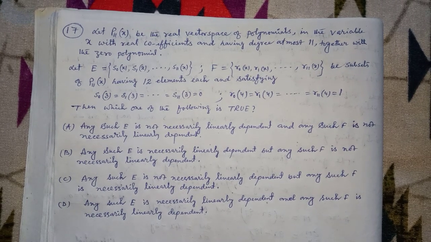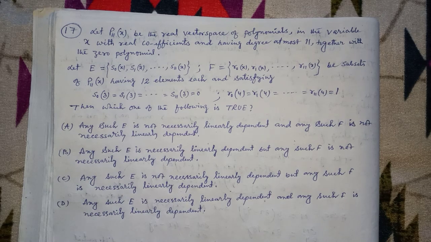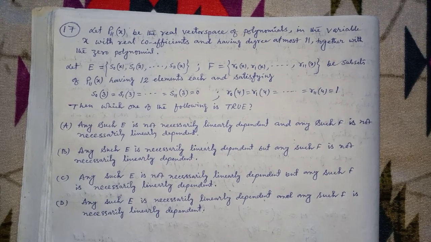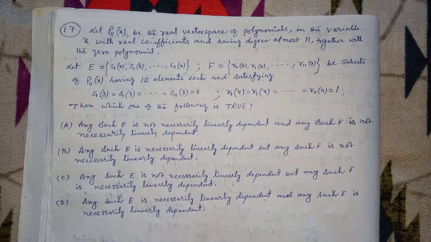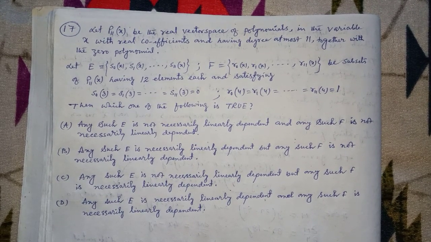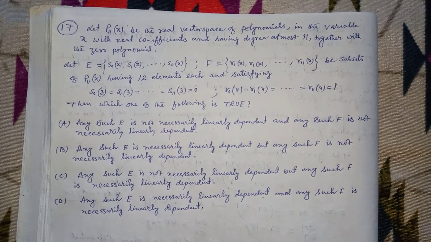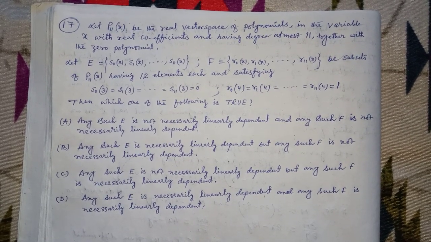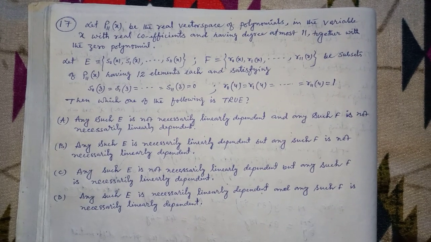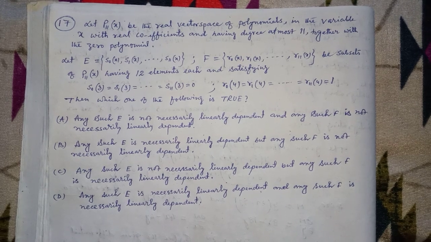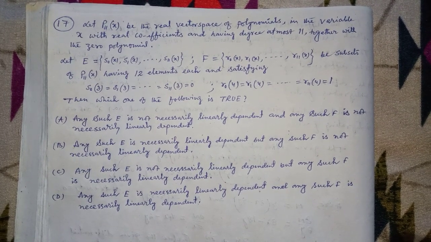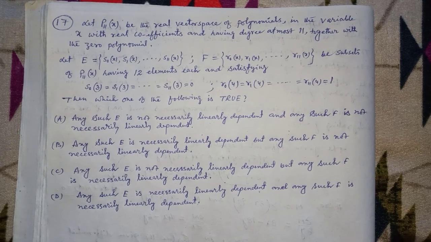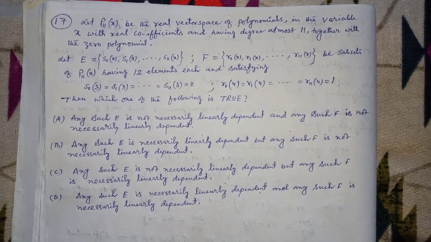Let E = {s0(x), s1(x), ..., s11(x)} and F = {r0(x), r1(x), ..., r11(x)} be subsets of P11(x) having 12 elements each and satisfying s0(3) = s1(3) = ... = s11(3) = 0 and r0(4) = r1(4) = ... = r11(4) = 1. Then which one of the following is true?